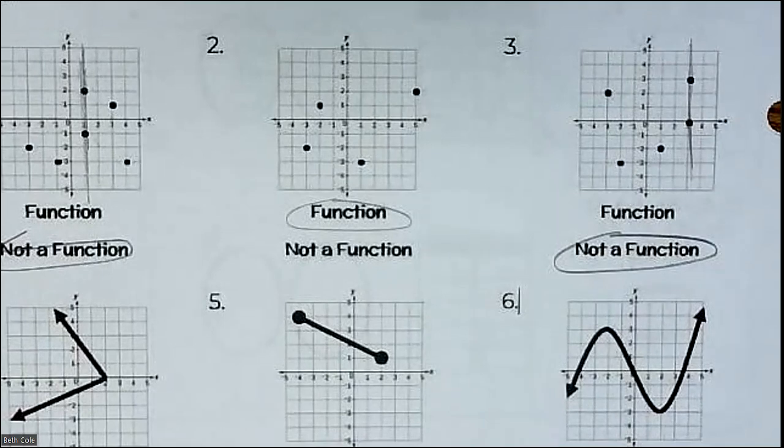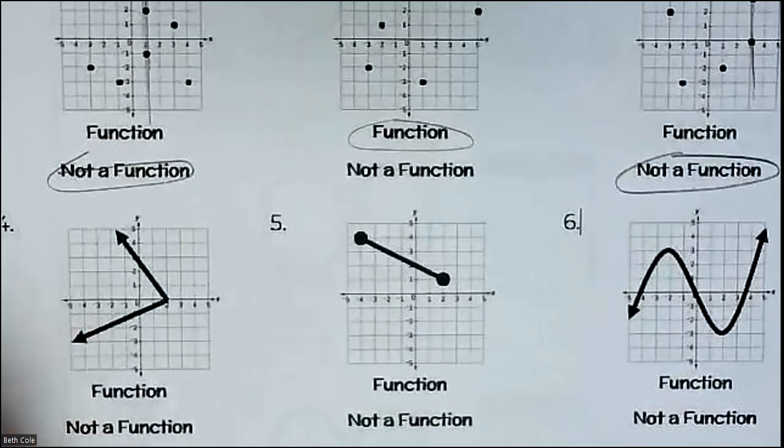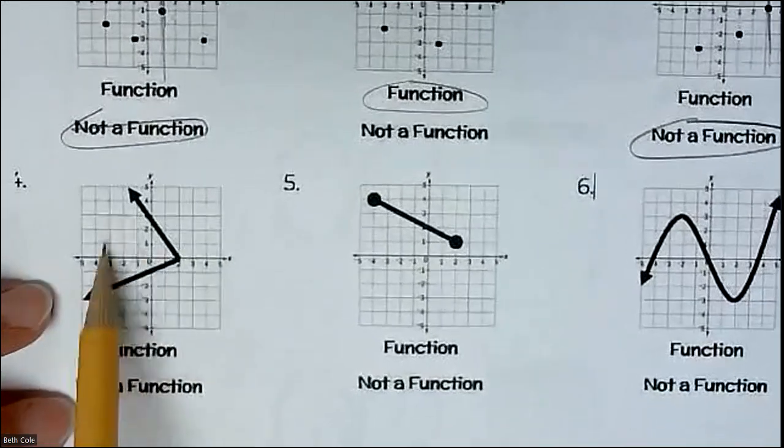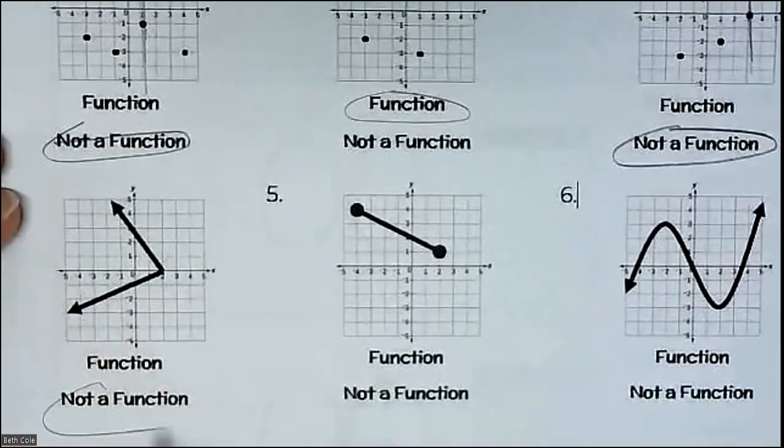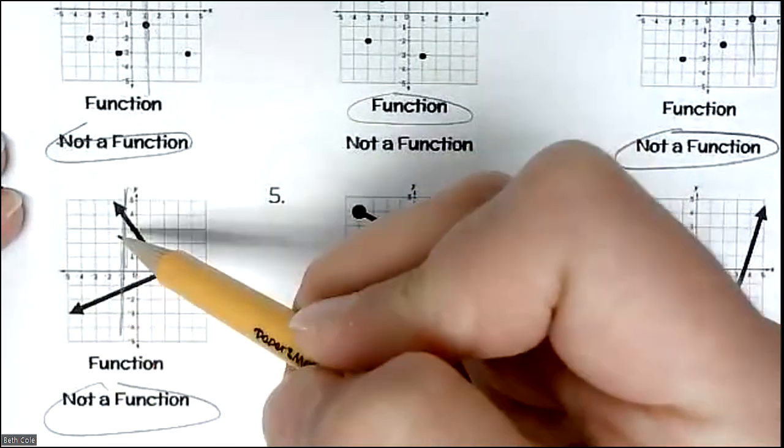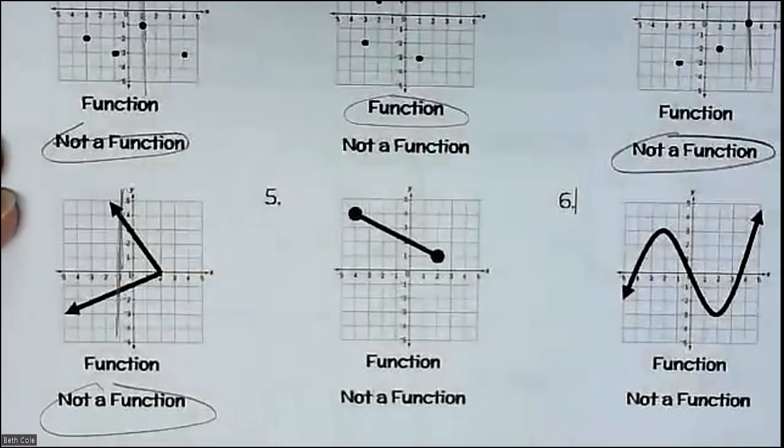All right. And then these ones, instead of just a constellation of points, you actually have a graph. What do you think about this one? Function. Not a function. If you draw a vertical line here, it's going to hit the graph more than once. So it fails.